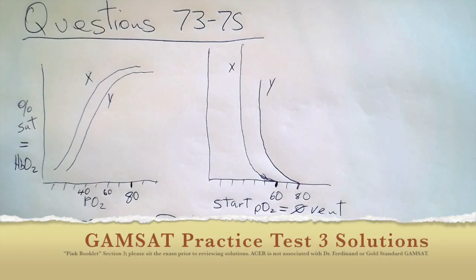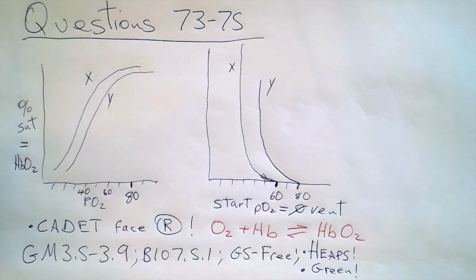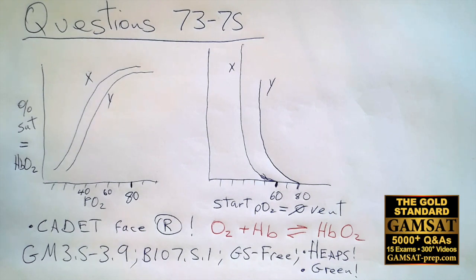Questions 73 to 75. So we have a couple of typical birds named X and Y. And we have the oxygen dissociation curves, which are sigmoidal in shape, as we can see. We have the curve for X and we have the curve for Y. As is normal for an oxygen dissociation curve, Po2 is along the X-axis, and we have the percent saturation along the Y-axis. Percent saturation means the amount of oxyhemoglobin. That means the amount of oxygen bound to hemoglobin.